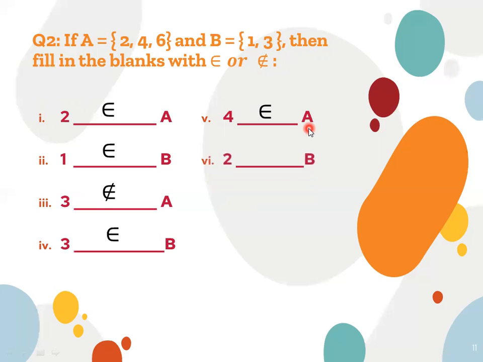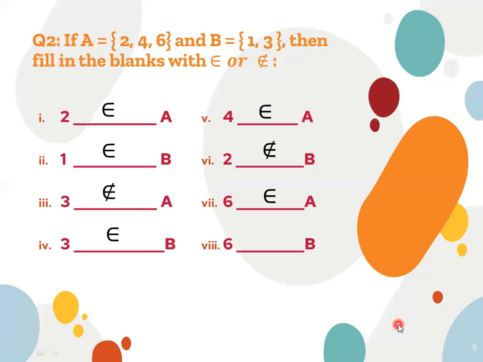Number 6, 2 dash B. 2 belongs to B? No, 2 belongs to A. So you will say that 2 does not belong to B. What about C? C belongs to A? Yes, your answer will be C belongs to A because C is the member of set A, right?